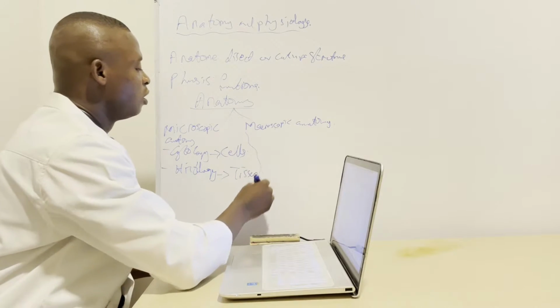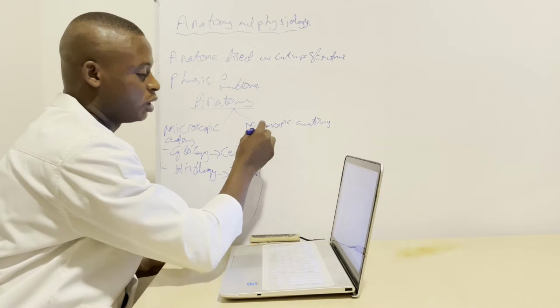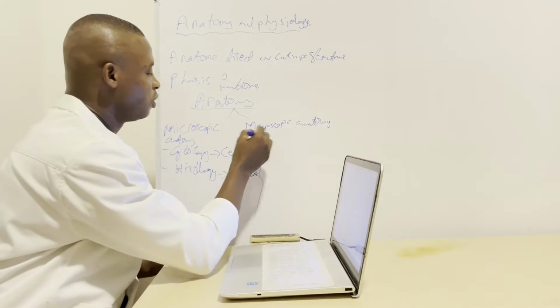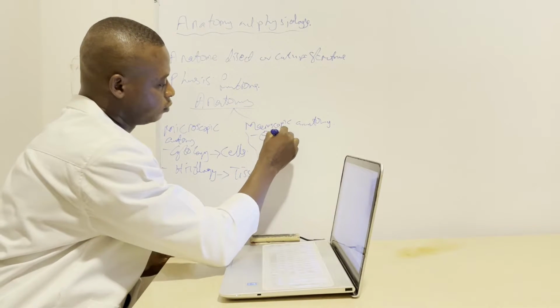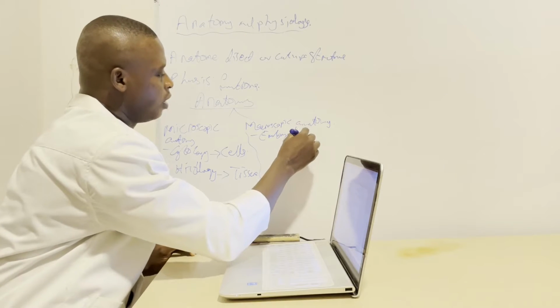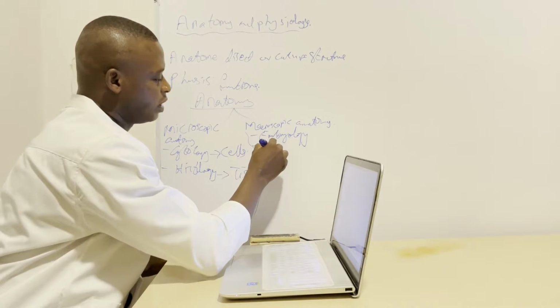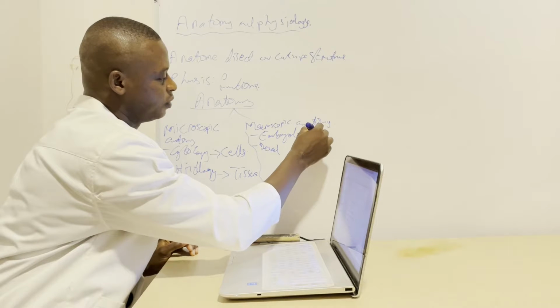Now let's come to what we call microscopy. So under microscopic, we look at what we call embryology. We look at developmental anatomy.